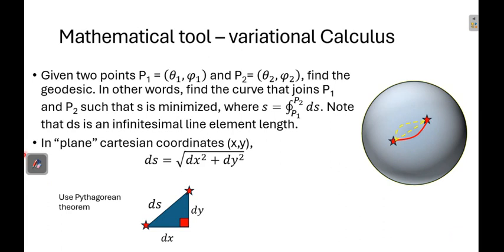Okay, given two points P1 and P2 that lie on the surface of a sphere, we need to find the shortest path. This shortest path minimizes S, where S is equal to the contour integral from P1 to P2 of ds. ds is called an infinitesimal line element length. This infinitesimal line element length is somehow straightforward to deal with in the flat plane.